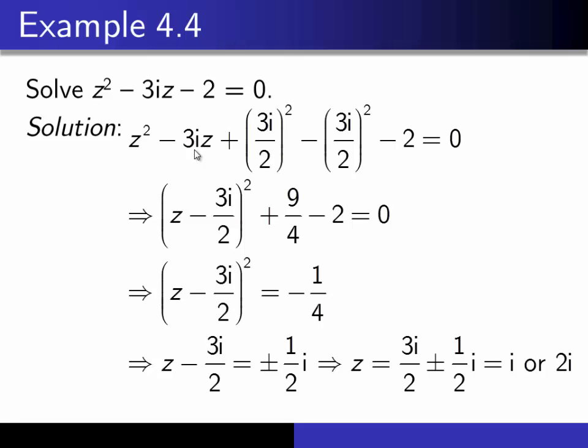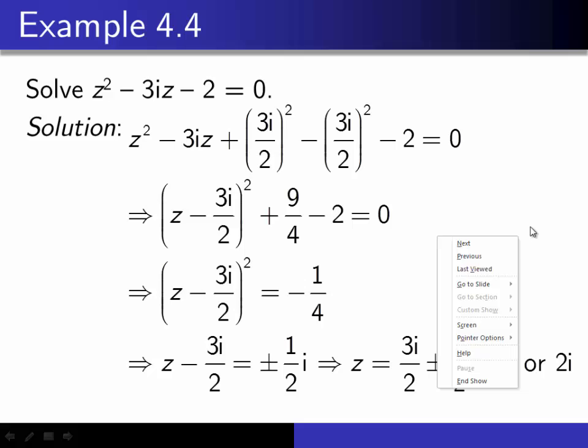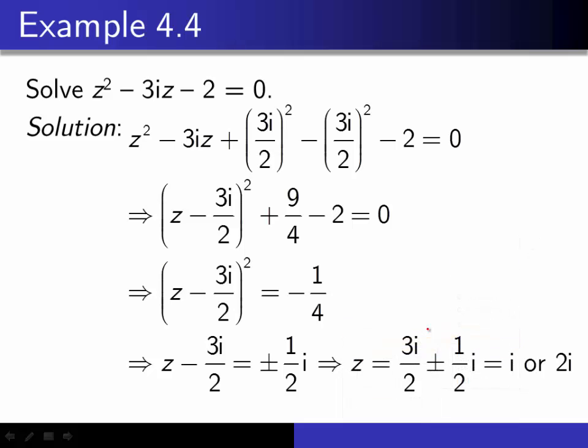Are they a conjugate pair? Yes or no? i and 2i, are they a conjugate pair? They are not conjugate pairs. Why are they not a conjugate pair? Yes, the coefficient has a non-real number, sorry.